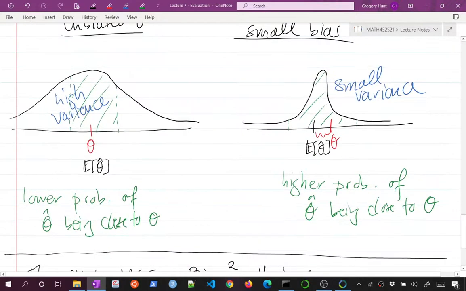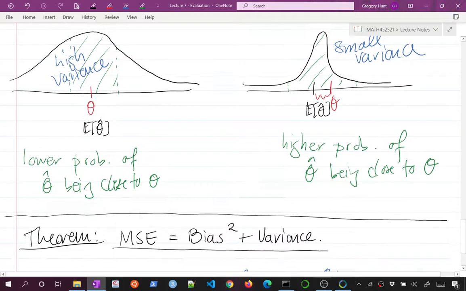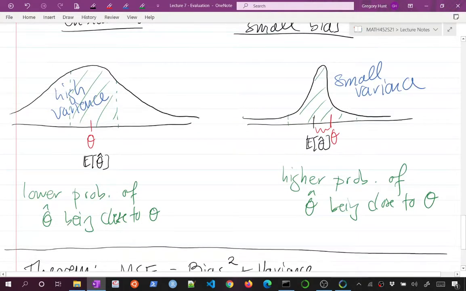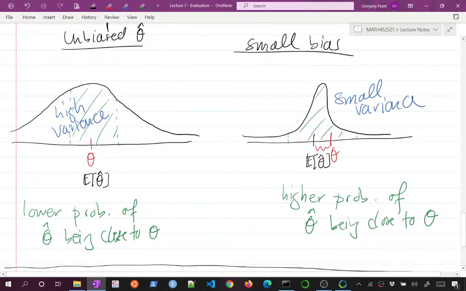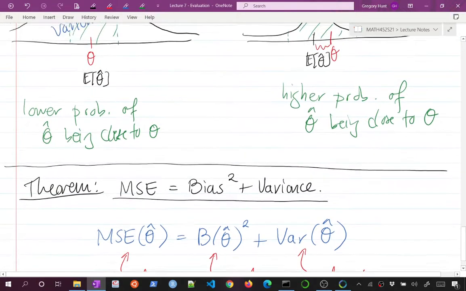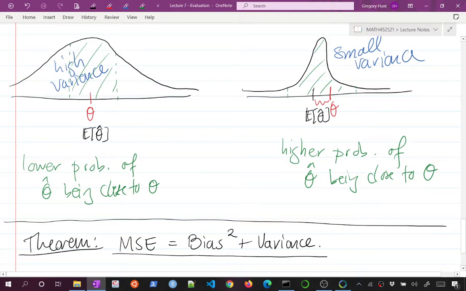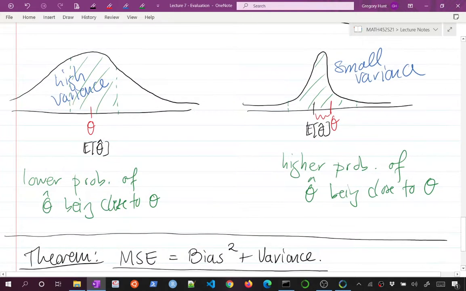So going back to our previous example, if I have on the right something with a small bias but a much smaller variance, it's possible that I might increase my bias a little bit, but if I decrease my variance a lot more, I can actually have a lower MSE overall. So this leads to what's called the bias-variance trade-off, and there's a lot of discussion about that in the modern statistical learning literature, which is an area that I do some work in.